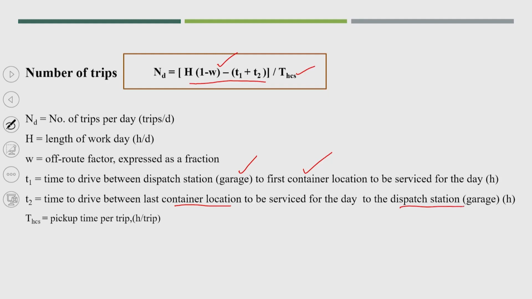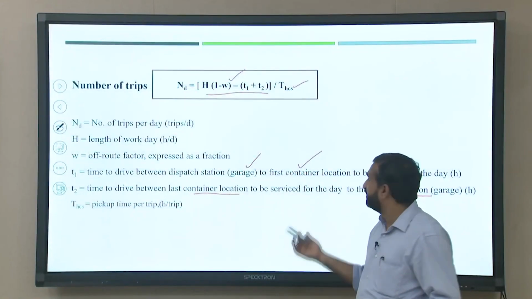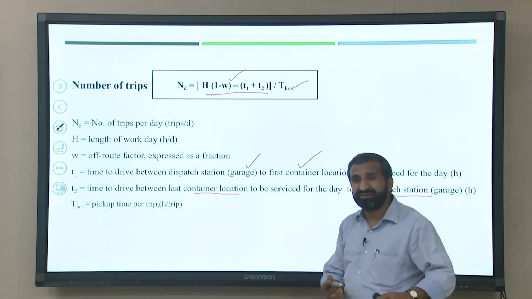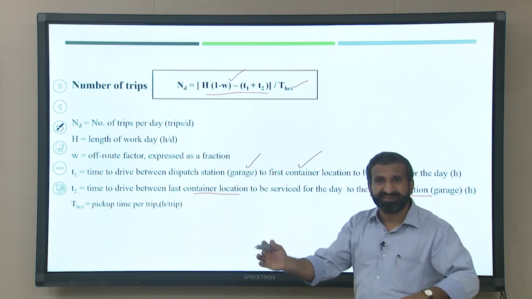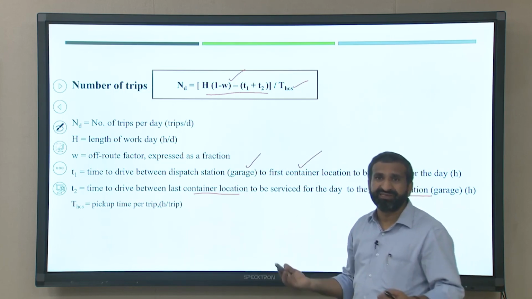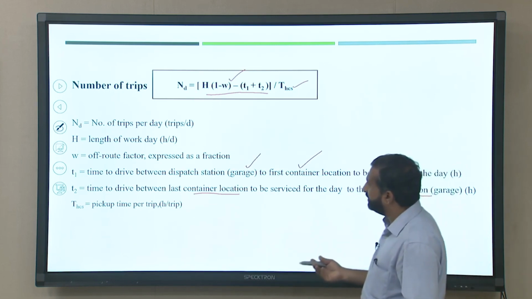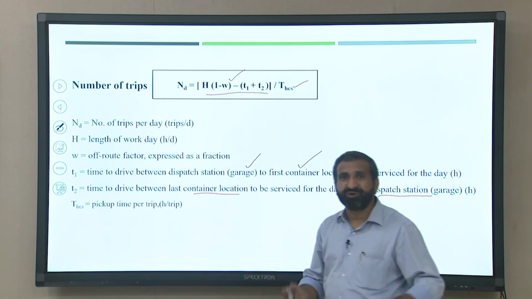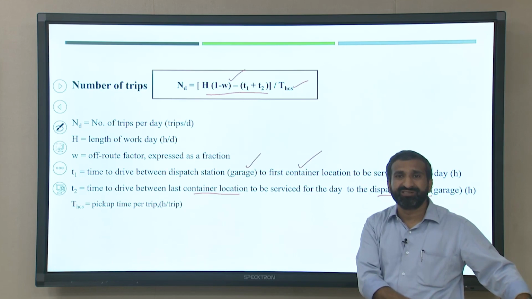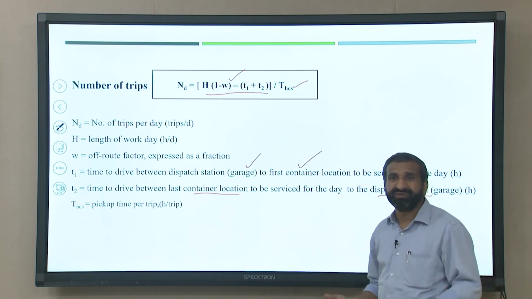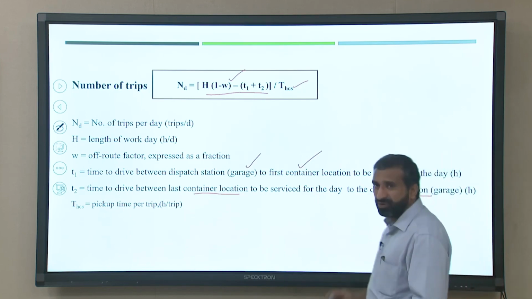It is possible that T1 and T2 could be negligible, because normally the first location we are finalizing is very close to the dispatch center. So, in that case T1 could be a very low value, and even T2 is also possible, sometimes the dispatch station is very close to the disposal site. So, in that case T2 will be negligible. In that way we can calculate the number of trips.